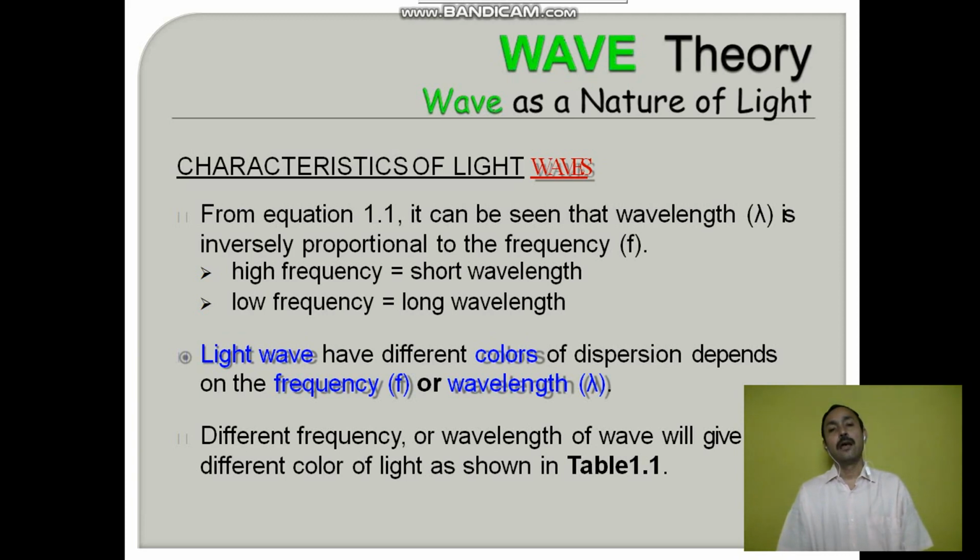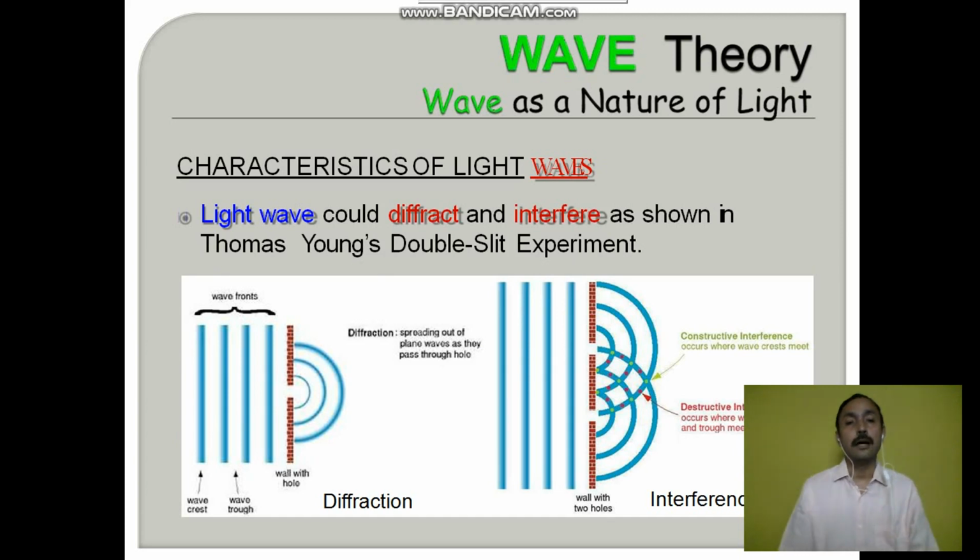Light waves have different colors of dispersion, depending on the frequency f or wavelength lambda. Different frequency or wavelength of wave will give different color of light as shown in the table.